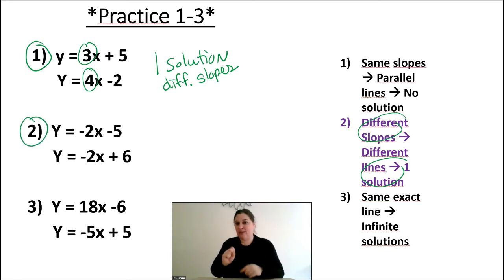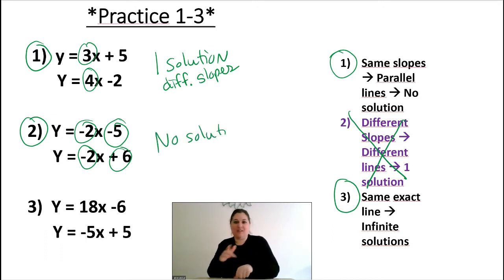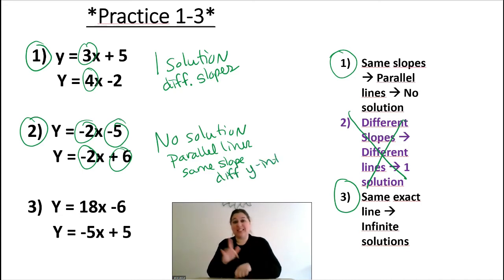Number 2, do they have the same slope? Yes. Okay, so it cannot be different slopes, so I'm left with 2 options now. Now, the y-intercepts, are they the same or are they different? They're different. Okay, if they're different, that means that these are parallel lines and there's no solution. Okay, so we can even write parallel lines, or you can say same slope, different y-intercept.